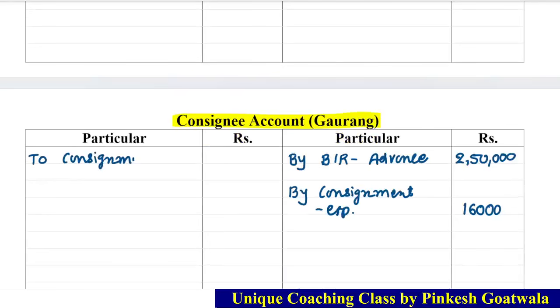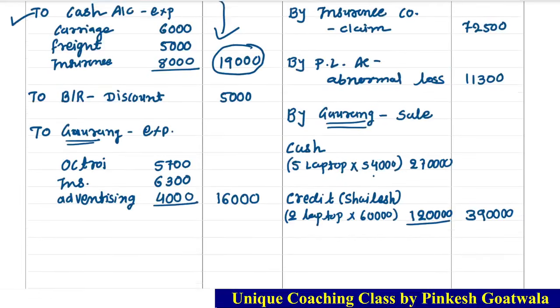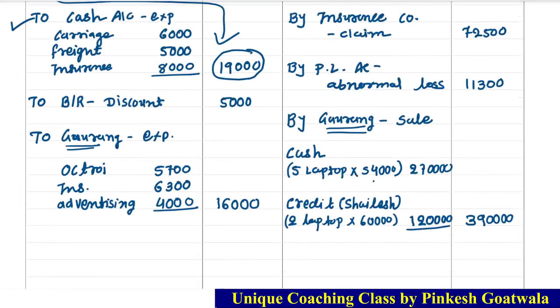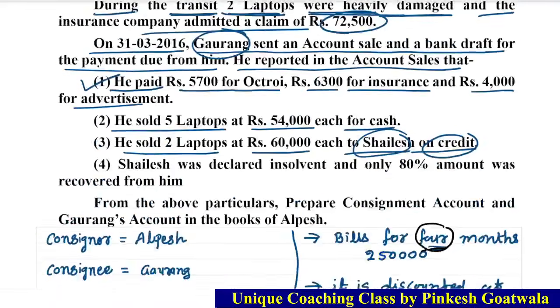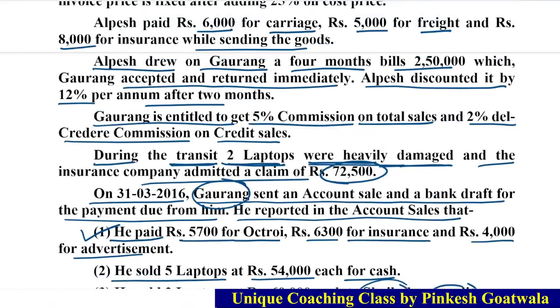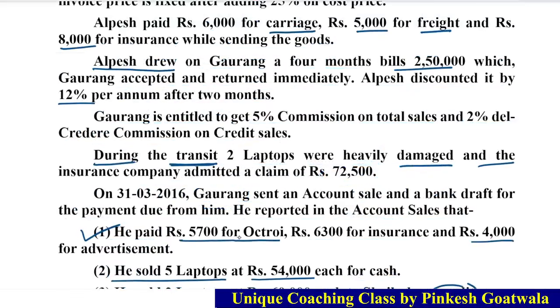To consignment sale 3,90,000. Now here we give the effect of sale, so now we should give commission. Okay, the sale entry has been given, so which entry do we have to give next? We should give the effect of commission also.